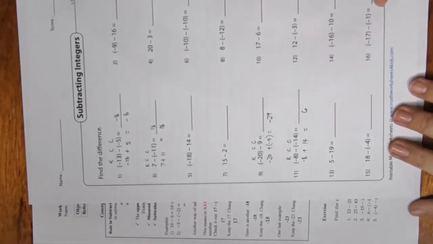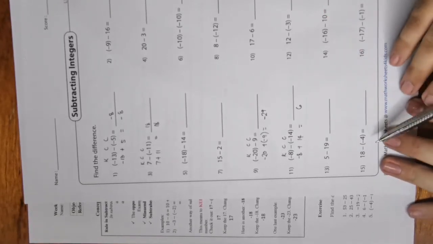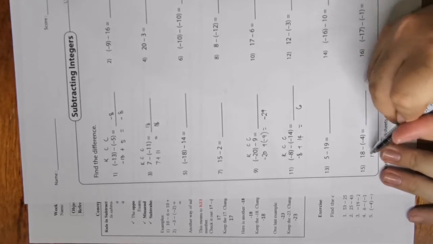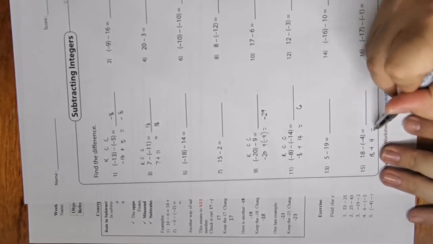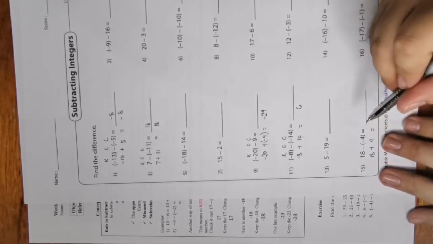Now this time let us add without writing anything above. Wala na KCC sa ibabaw kaning last 15. 18 minus negative 4. So 18 i-keep, si minus mahimong plus, si negative 4 mahimong positive 4. So the answer is 18 plus 4, which is 22.